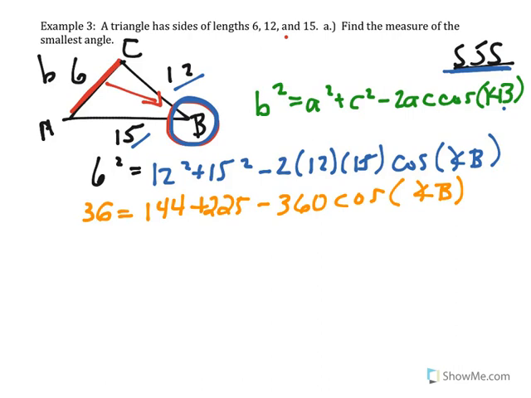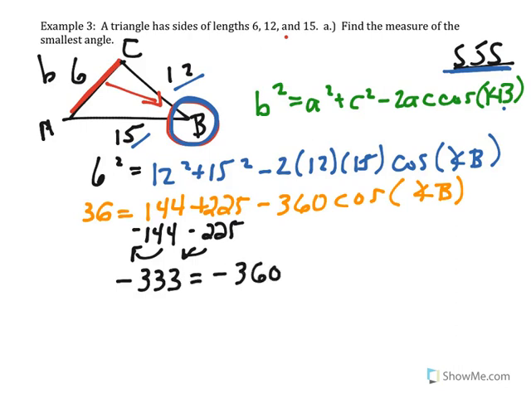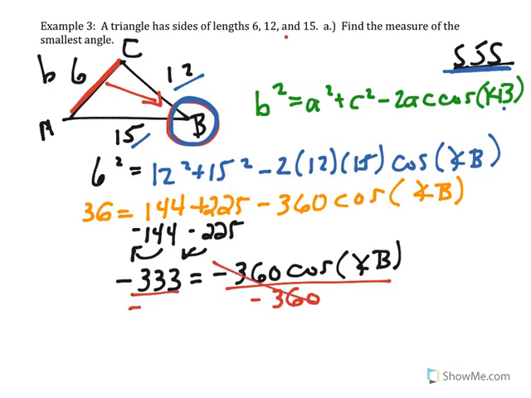So what am I going to do? I'm going to move everything else away from it, which means that I'm going to subtract 144 and subtract 225 and move them to the other side. So I'll end up getting 36 minus 144 minus 225 is negative 333 equals negative 360 cosine of angle B. How do I get the cosine of angle B alone? Divide by negative 360, and you'll get 0.925 is equal to cosine of angle B.